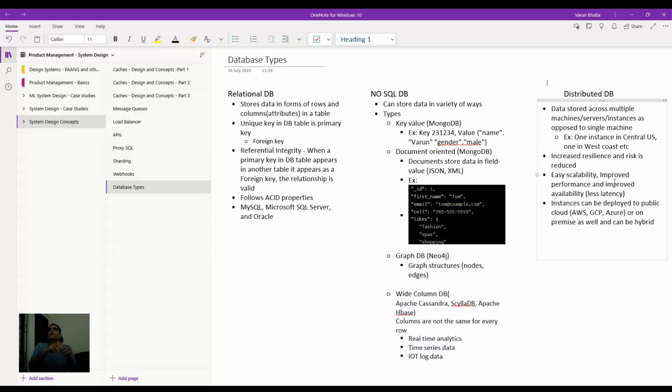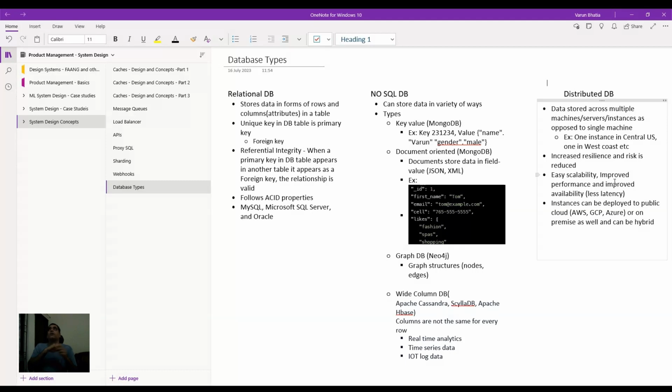Performance is definitely improved because whatever relevant data you need from a particular location, you're going to fetch only that data. Improved availability, less latency. It is very easy to fetch the data that is relevant. Remember, we always measure availability in terms of those nines: triple nine, four nines, five nines, whatever it is. So availability of data improves because it's partitioned.